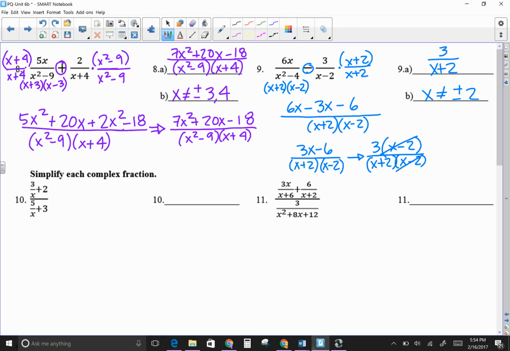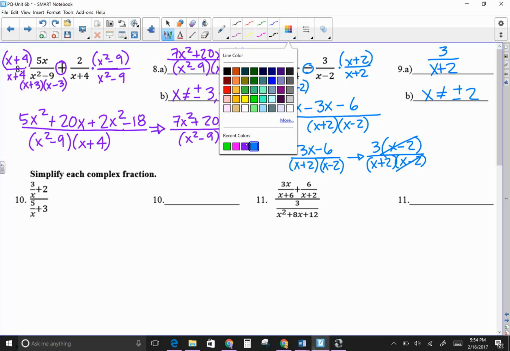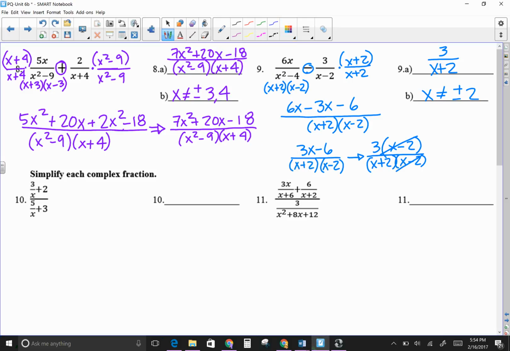Okay? All right, moving on to our complex fractions. Please notice that the directions no longer say, and there's not a blank here for your restrictions. But what we're doing here is we're multiplying by the least common denominator, which y'all are pretty good at figuring out. However, we're going to talk about it real quick.